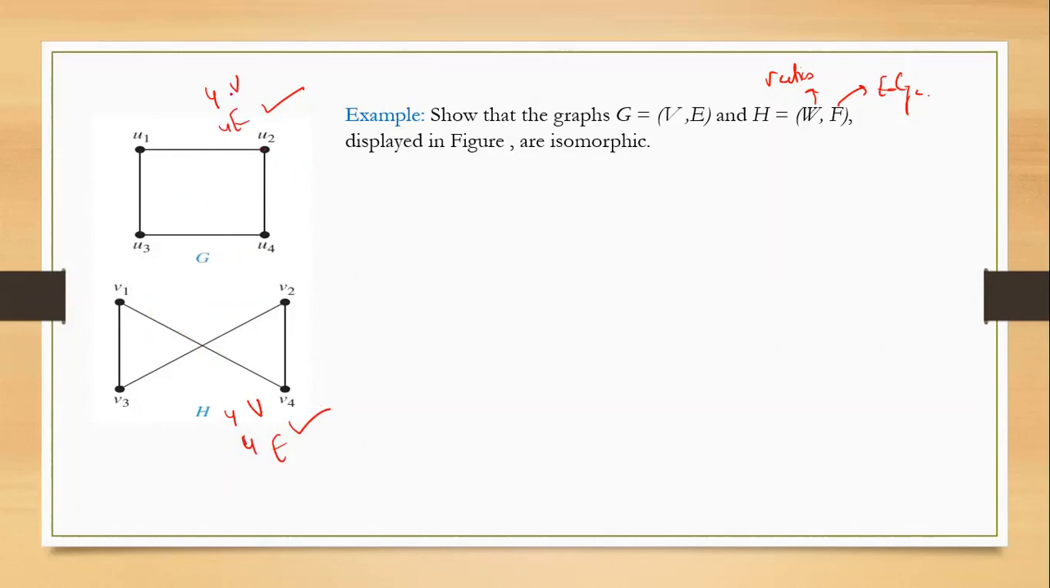After that, we have a one-to-one correspondence between the vertices V and W. Apart from that, what about the edges? Yes, there are 4 edges and 4 edges. Now, we have to see the degree of the graph.